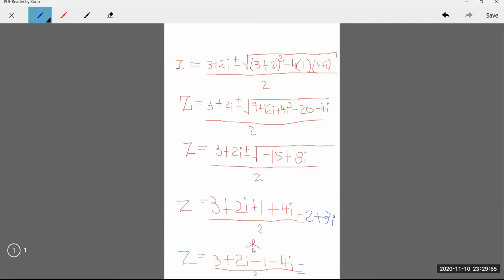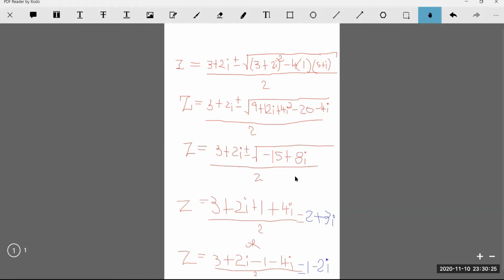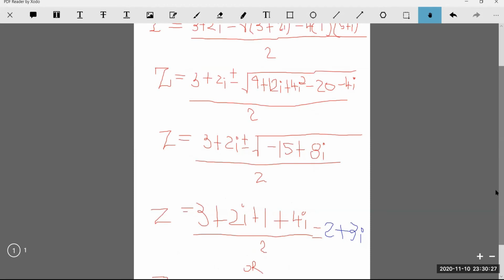The next answer that we're getting is, now 3 minus 1 is 2. 2 divided by 2 is 1. Then we have 2i minus 4i is minus 2i. So we have 1 minus 2i. All right? And that's it. So the answers are 2 plus 3i or 1 minus 2i. And that's it.